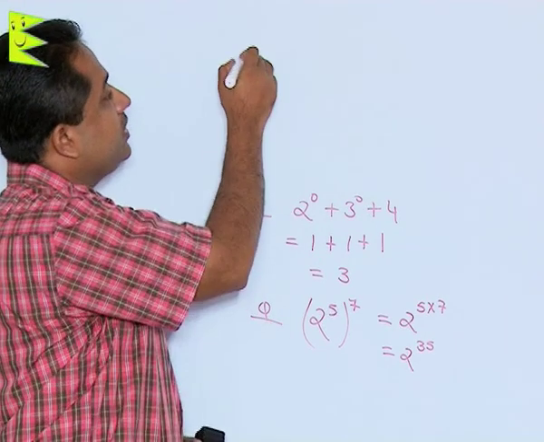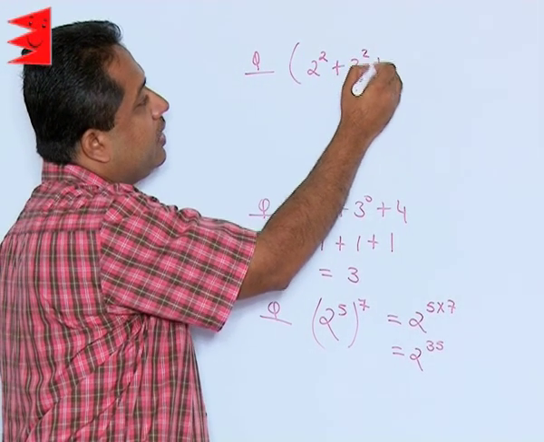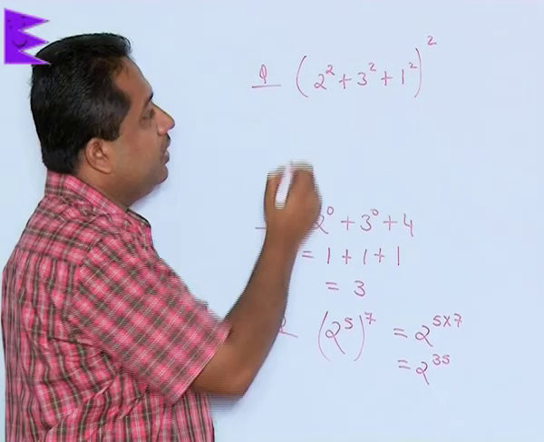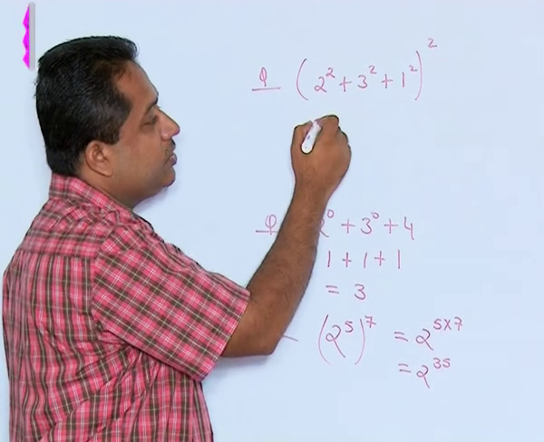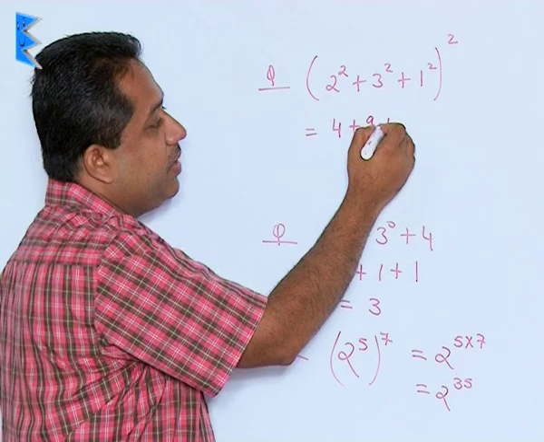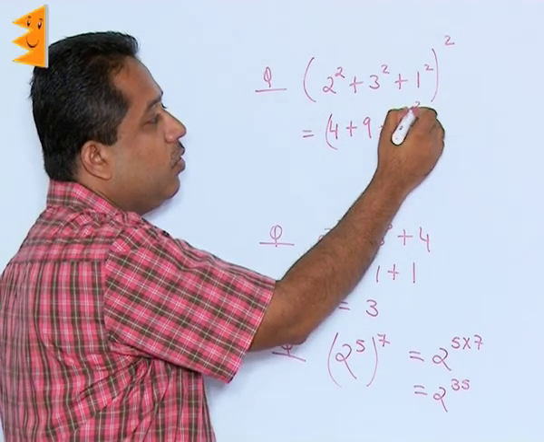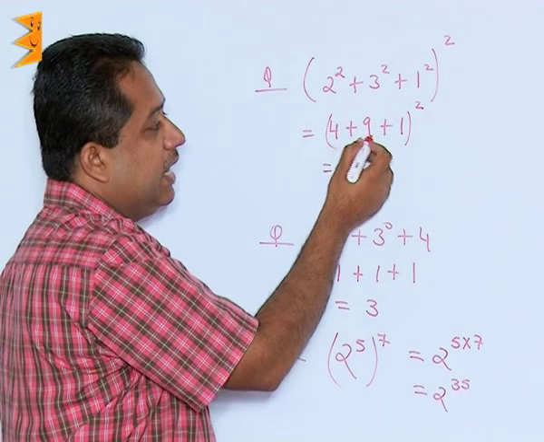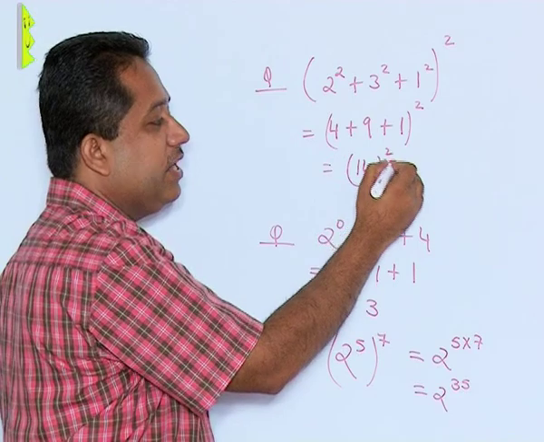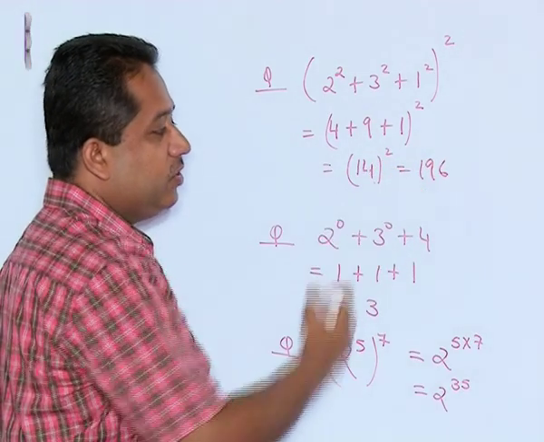Let's say the question is 2 square plus 3 square plus 1 square whole to the power of 2. Now here we will solve this. This is going to become 4. This is going to become 9 and this is going to become 1. 2 square is 4, 3 square is 9 and 1 square remains 1 itself whole to the power of 2. 9 and 4 is 13. 13 plus 1 gives us 14. So we get 14 square, that is 196. So we can easily solve this.